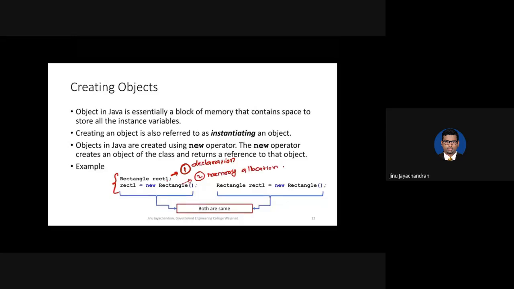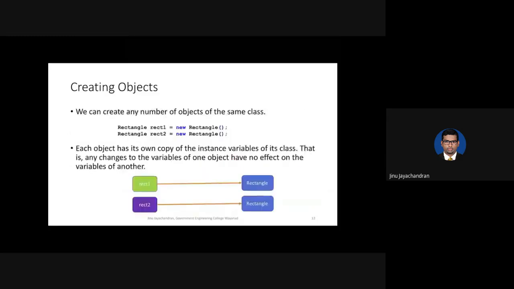Okay, now you can do this same thing in a single step. Rectangle rect1 is equal to new Rectangle എന്ന് കൊടുത്തു കഴിഞ്ഞാൽ basically both are equivalent. Okay, so these are two ways of creating an object in Java. Now the question is, can I create more than one object in Java? And the answer is yes. There is an object called rect1, which is this, using this command, and there is an object called rect2 using this command. Now this is very important.